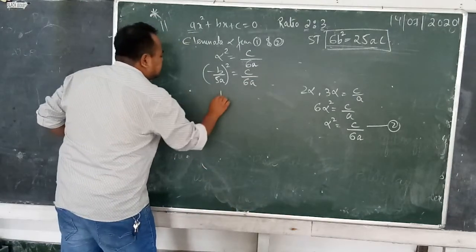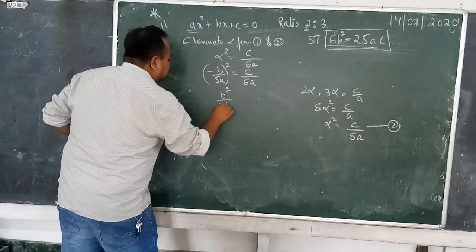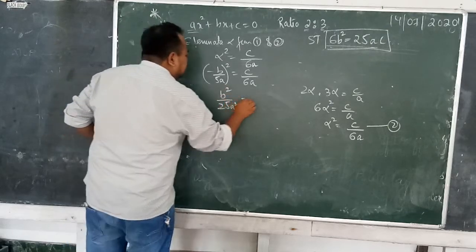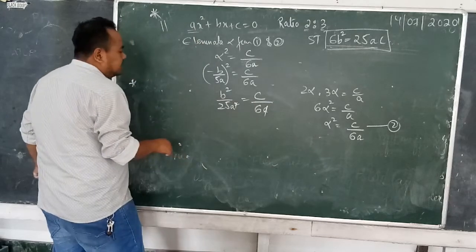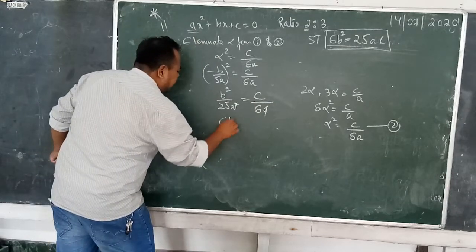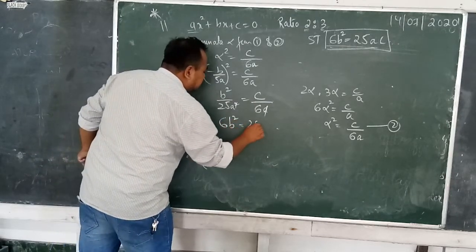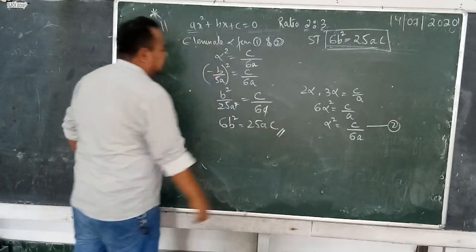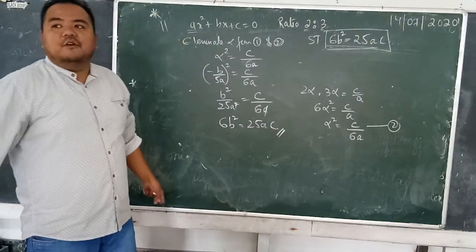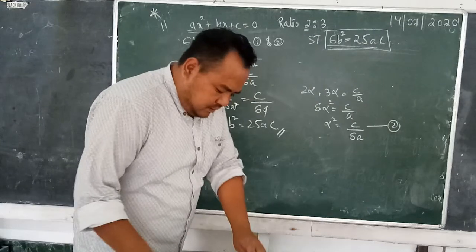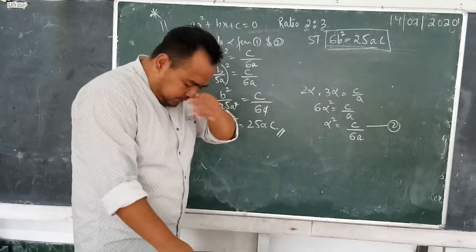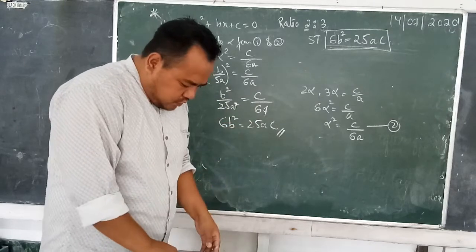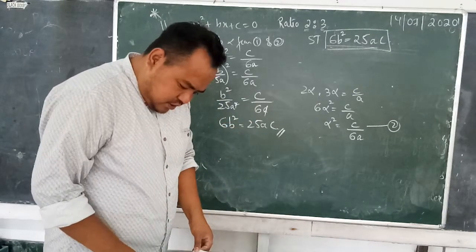So minus b 2 times will give you b square by 25a square equal to c by 6a. A and a gets cancelled. So when you cross multiply, you get 6b square equal to 25ac. So this is what you are supposed to prove. I hope this is clear. Now I'll be giving you a similar type of question for homework. Please do try that question at home.